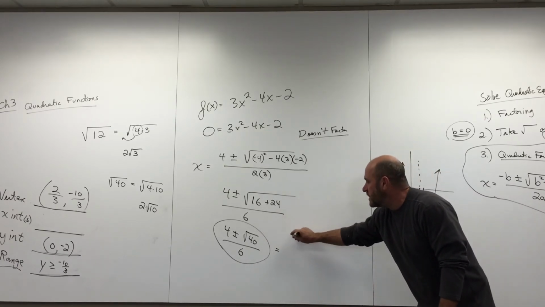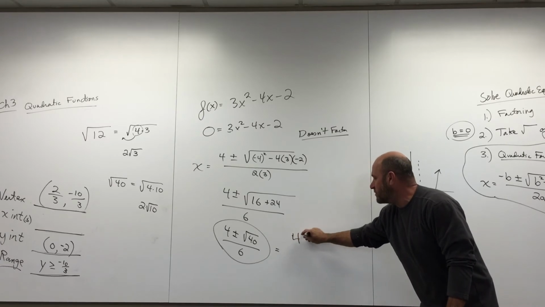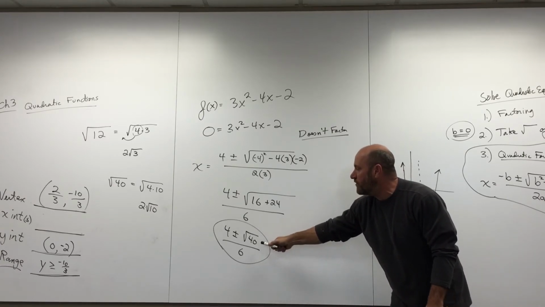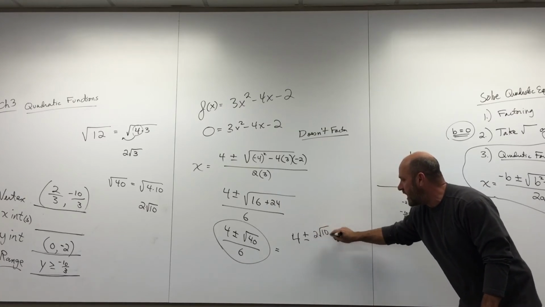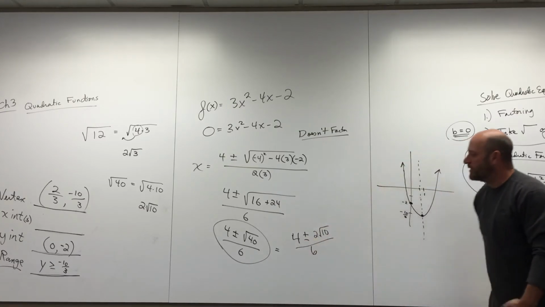Let's finish this then. So watch what it is. It's 4 plus or minus. Now what did we just change that square root of 40 into? 2 times the square root of 10. Thank you. All over 6.